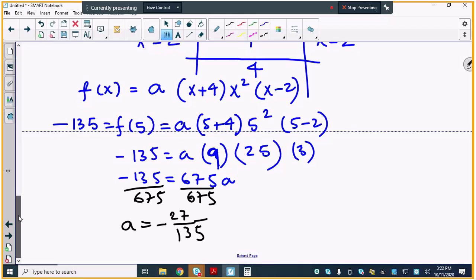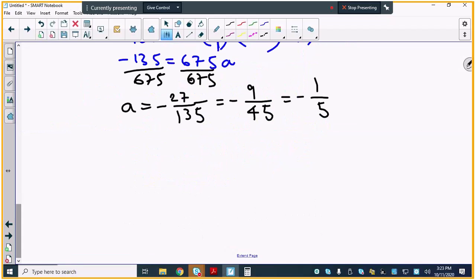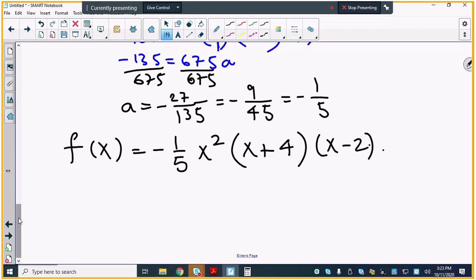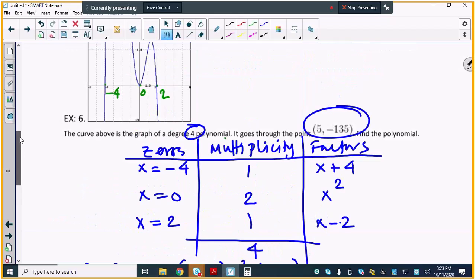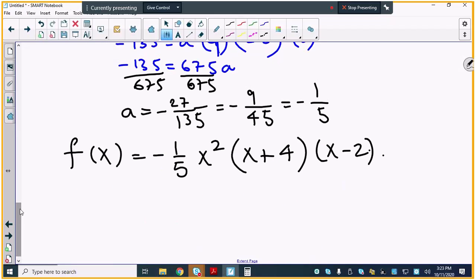And I guess I can divide both top and bottom by 3 as well at this point. So let me check my work on this one, actually, to make sure that I did it right. And it looks like it is right. So now we are going to divide top and bottom by 3. Then I can divide by 9 again on top and bottom. That's easier to see, and that will be negative 1 over 5. So a is negative 1 over 5. Hence the polynomial that we wanted to find is negative 1 over 5 times x squared times (x plus 4) times (x minus 2), and that is the required polynomial which will have the given graph and will pass through the point (5, -135). Answers your question.